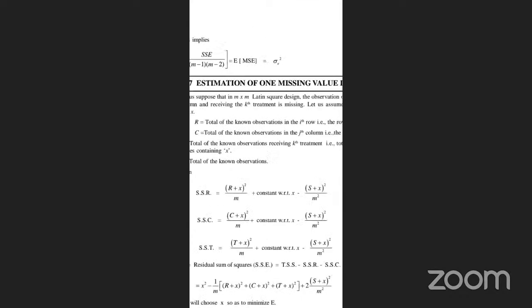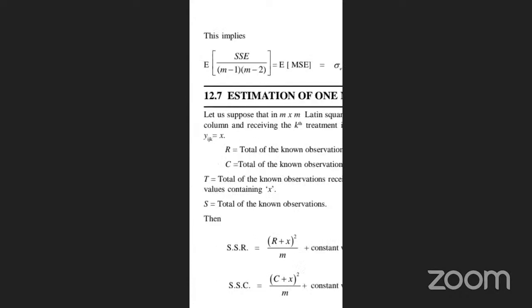So therefore, SSC by M minus 1, M minus 2 is MSC, sigma E square. Estimation of one missing value in LSD. Let us suppose that in an M cross M Latin square design, the observation occurring in the ith row and jth column is missing.